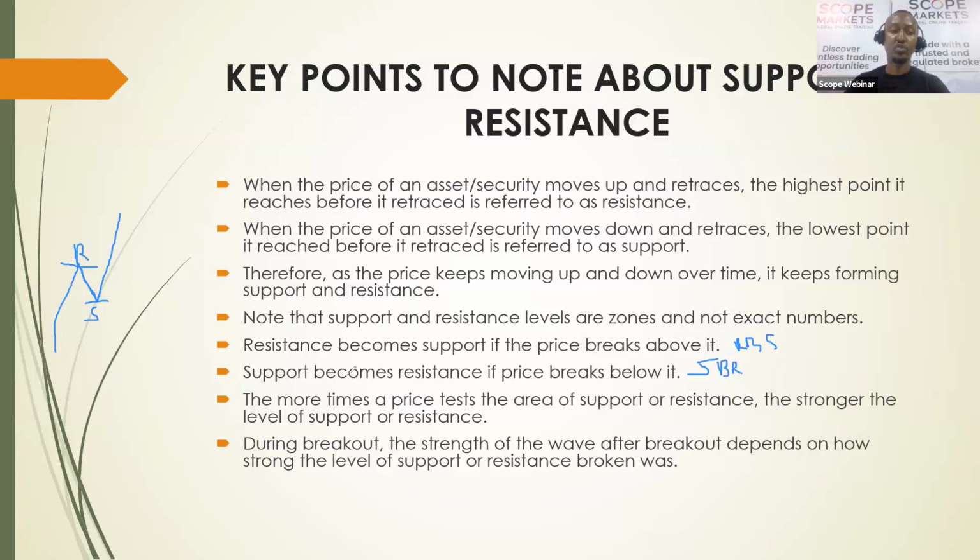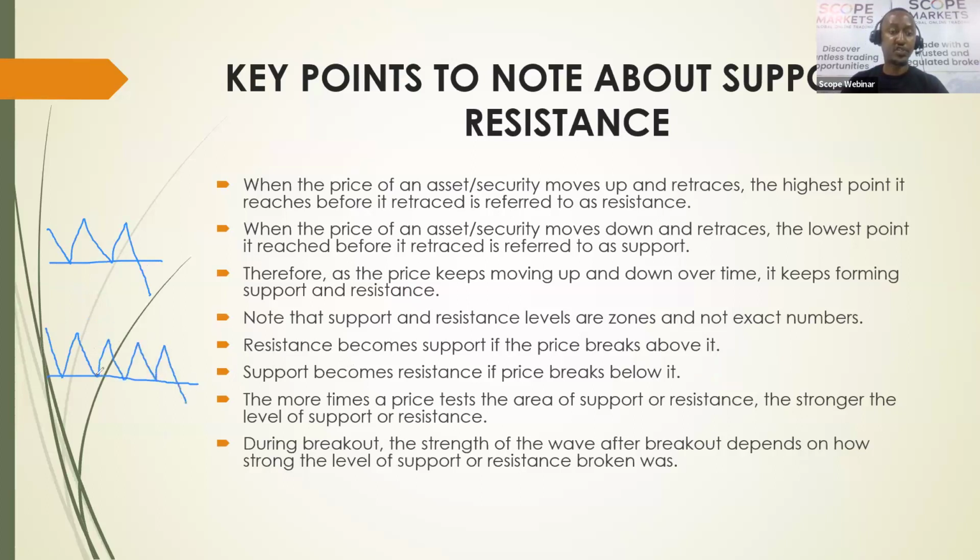So what you need to know, again, is that the more times a price tests an area of support or resistance, the stronger the level of support and resistance. And also during the breakout, the strength of the wave of the breakout depends on the strength of that particular support or resistance. What I mean is that you might find maybe we have this kind of resistance or support, and also maybe this other type of support.